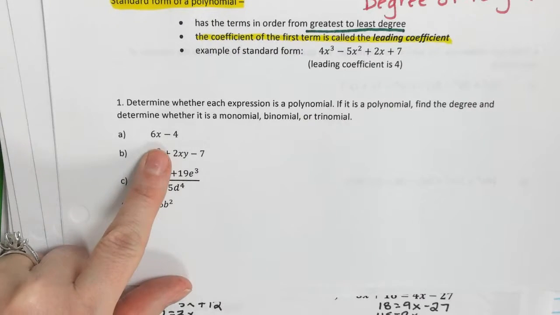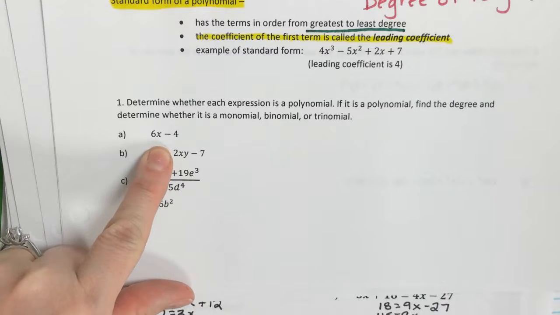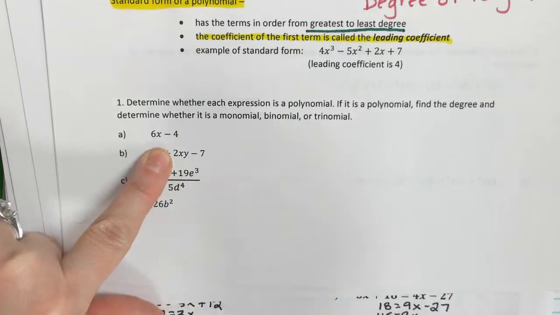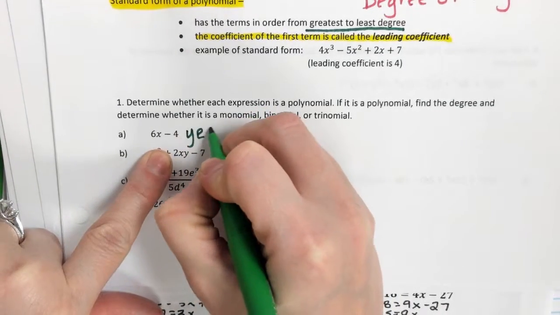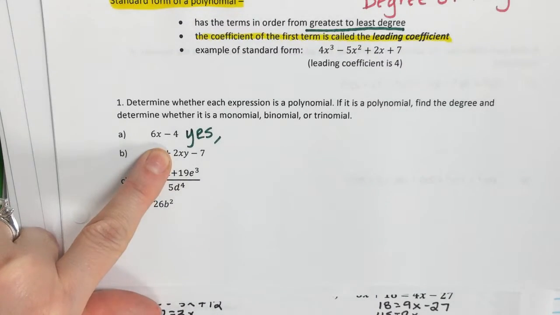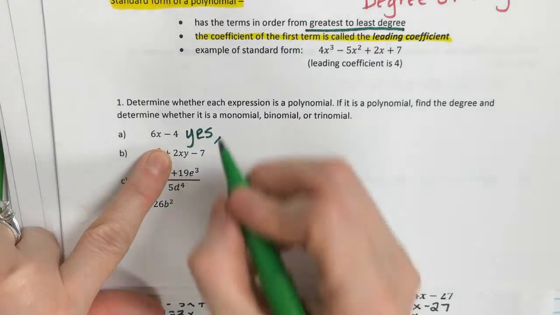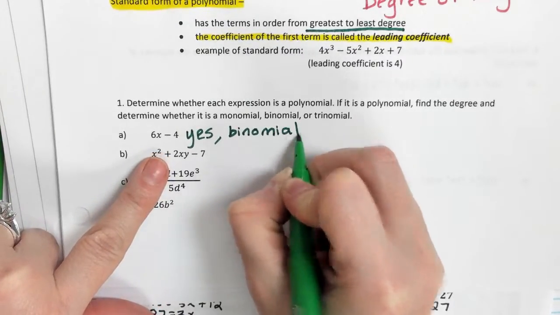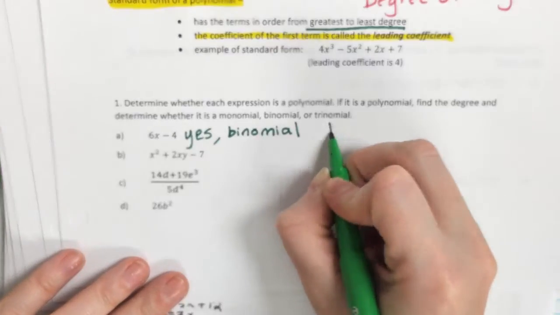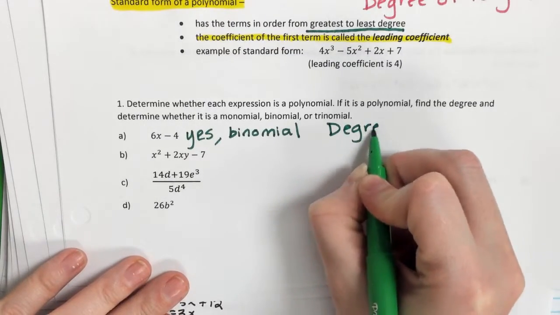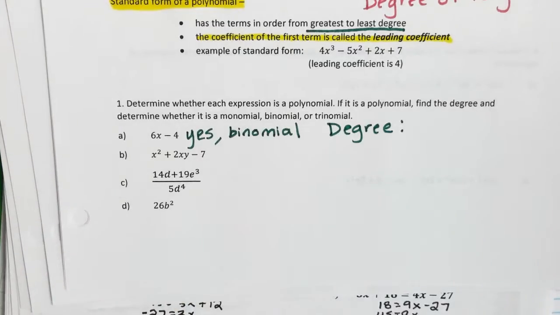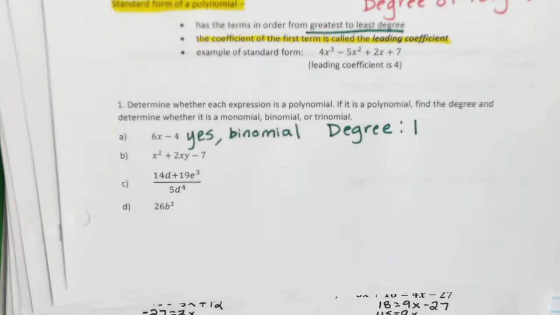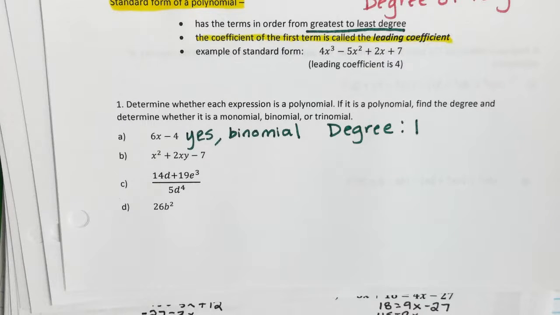Okay, so A, is this a polynomial? Yes. We can say yes because there are no variables in the denominator and no negative exponents. So now I need to decide, is it a monomial, binomial, or trinomial? Binomial. I just did it in a different order. It's okay. Now let's find the degree. The degree is 1. Okay, y'all try to do the next 3.